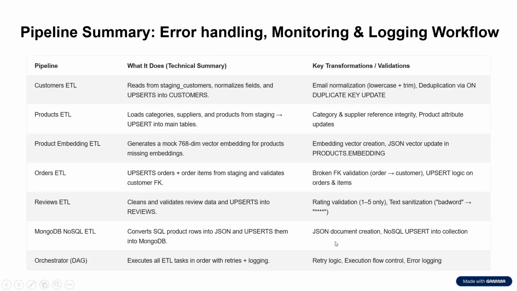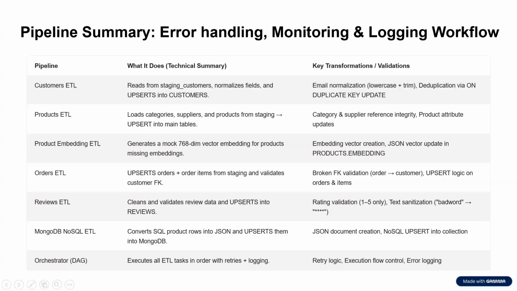Then we have the MongoDB NoSQL ETL. So basically, it converts SQL product rows into JSON and upserts them into MongoDB. So the transformation which is done is that the data is being converted into NoSQL, and specifically a document data type here.